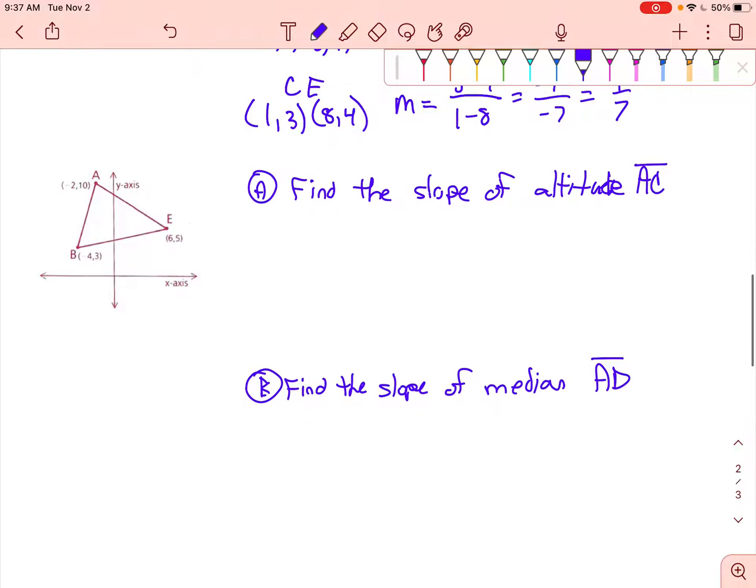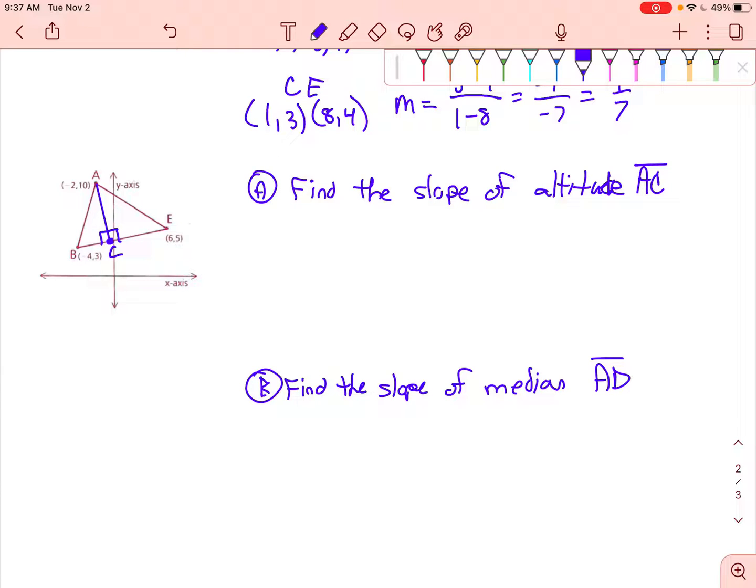Okay? For the next one, it says find the slope of altitude AC. Okay, so find the slope. So let's talk about this. In order for me to find the slope of the altitude, I need to know that it hits the opposite side at a 90-degree angle. So I'm just drawing in from A to C where I think it's going to hit at a 90-degree angle. There we go. I think that looks better. So I'm going to call this C, and that's the altitude.